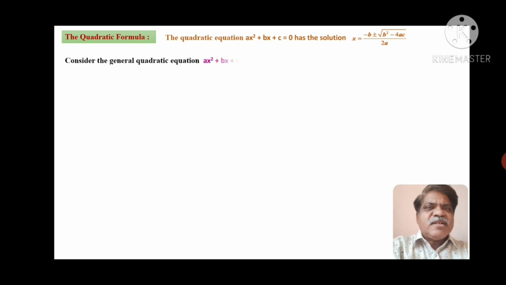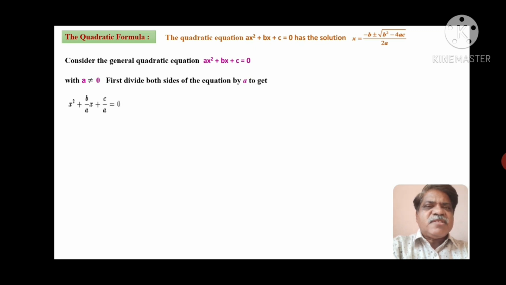Let us prove this. Consider the general quadratic equation ax square plus bx plus c is equal to 0 with a is not equal to 0. First, divide both sides of the above equation by a to get x square plus b upon a into x plus c upon a is equal to 0. Therefore, x square plus b upon a x is equal to minus c upon a. C upon a from the left hand side brought to the right hand side will become minus.